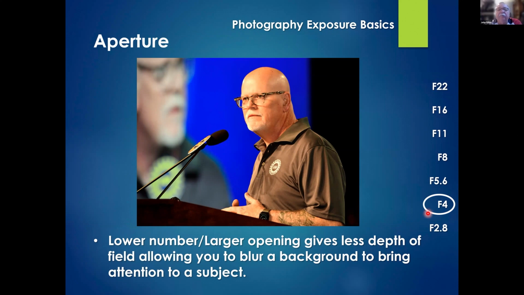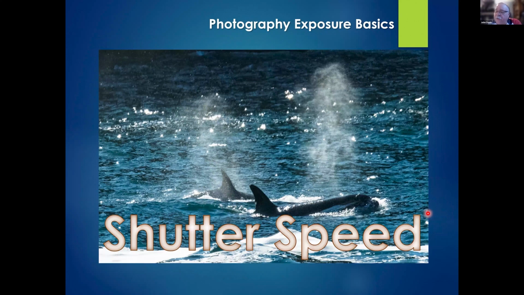Like here, this photograph of the speaker at the podium. We want to throw the background out of focus. And when we do that, it draws our attention to the speaker. So aperture will not only control how light or dark our image is, it also controls our area of sharp focus. All right. The next part is shutter speed.